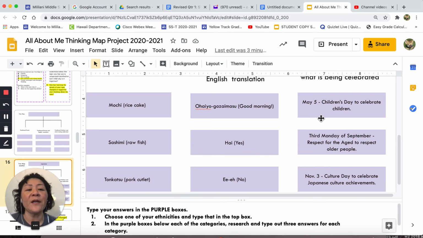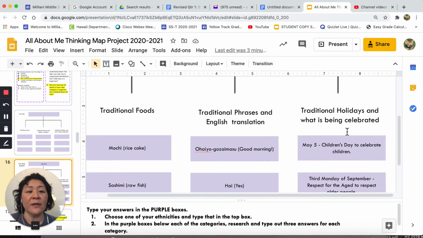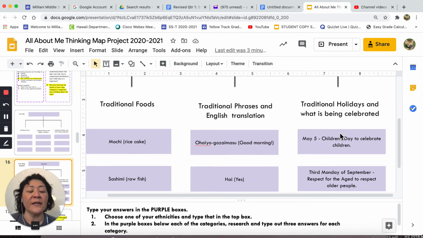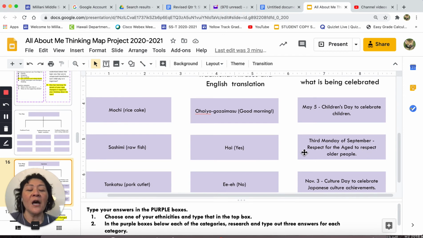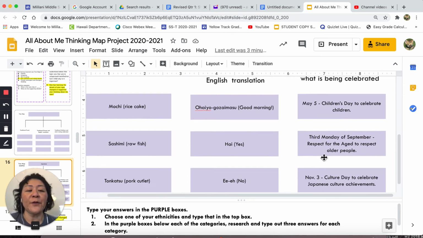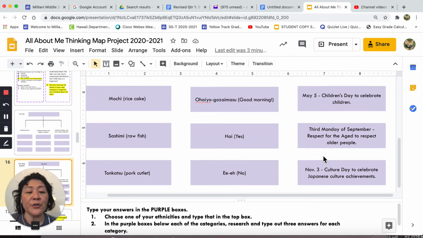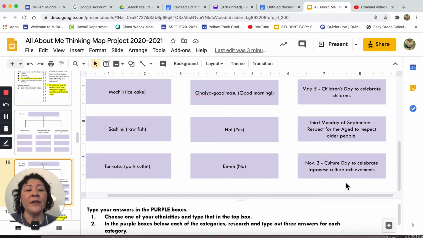Okay, so May 5th is Children's Day. So I've written the date and the holiday and what's being celebrated. Children's Day is to celebrate children. The third Monday of September is Respect for the Aged, and that means it's a day of respecting older people, and that's in Japanese culture. And November 3rd is Culture Day, which celebrates the achievements of Japanese culture.